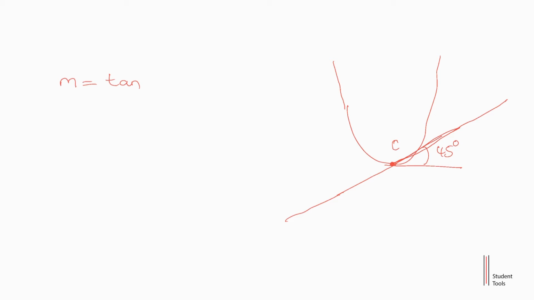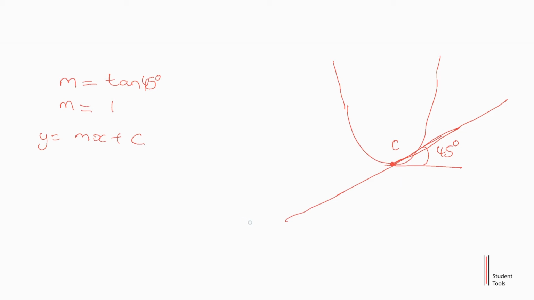So the angle of the line is 45 degrees. So the gradient of the line is equal to tan 45. What is tan 45? Tan 45 is equal to a positive 1. So the gradient of this line is a positive 1. And then how do we calculate the equation of the line? We know our formula: y equals mx plus c.